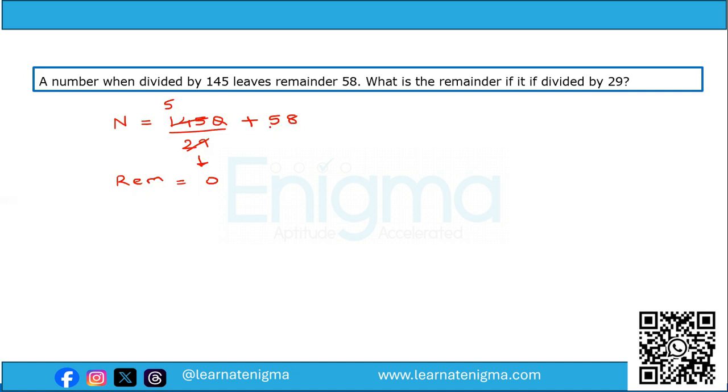The next term is 58. So if you divide this by 29, you will again get remainder of 0 because 29 twos are 58. So basically we are getting remainders 0 from both these terms. So therefore in total we have the remainder as 0 itself.